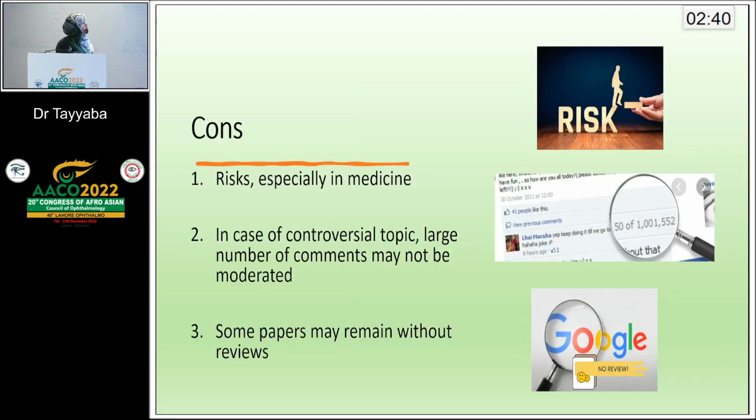Disadvantages: there is risk in those cases in which some medicine is involved. For example, an article is published which shows some advantages of any new drug, and that is not peer reviewed, and later on it comes out to be a harmful drug, then again you can see there is risk of harm to the patient. Second disadvantage is that in case of controversial topics, there are a large number of reviews which cannot be moderated. And sometimes, again, some papers do not get even a single review.